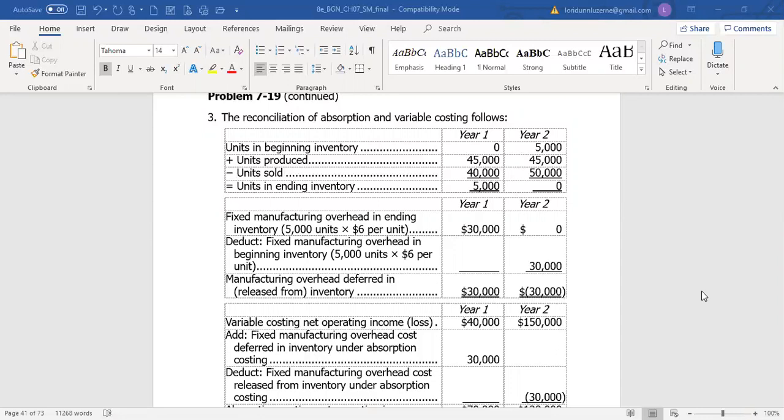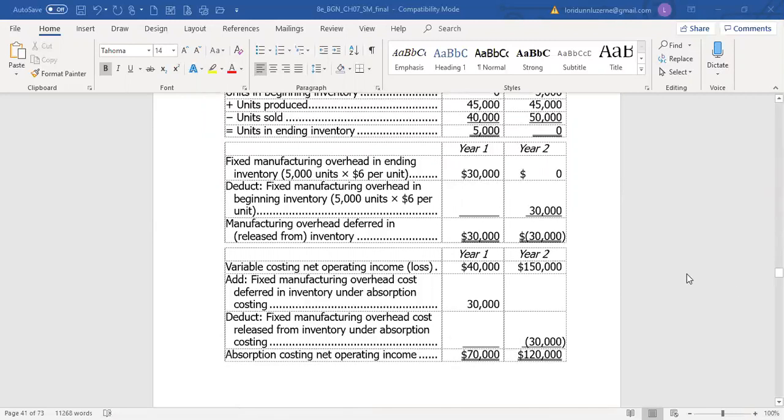Was there anything from last year? No. Going into year 2, how much is in ending inventory? 0. How much fixed overhead was there in beginning inventory from last year? 30,000. So that means manufacturing overhead deferred was 30,000 in year 1, and then it was released in year 2.